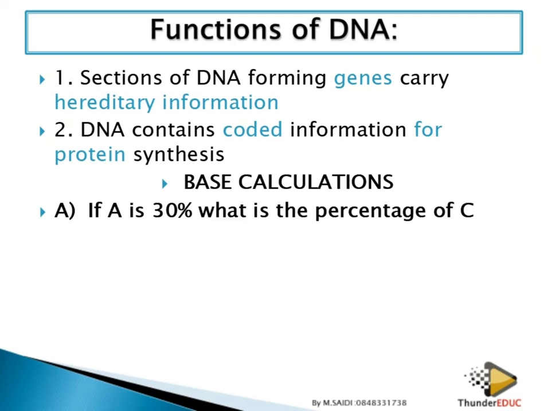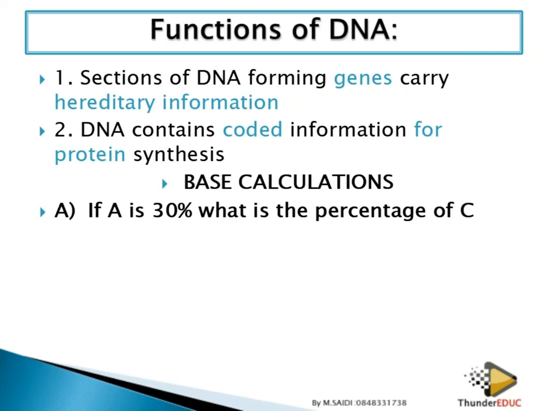Therefore, they all make 50%. Then adenine will also be 25. Thymine will also be 25. Therefore, together as 4, they make up 100%. But here, if A is 30%, what is percentage of C? A matches with thymine. Therefore, if A is 30%, then T is also 30%. Therefore, meaning that A and T constitute 60% of 100%.